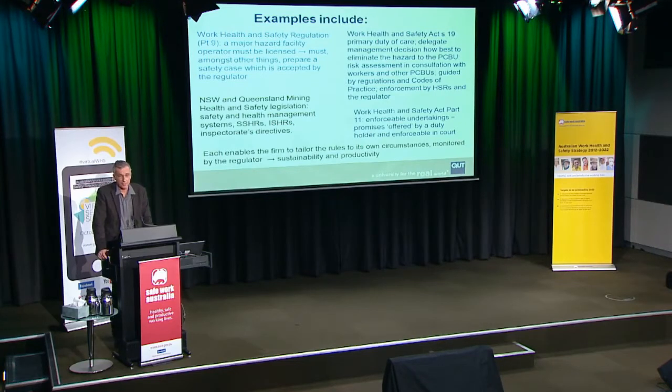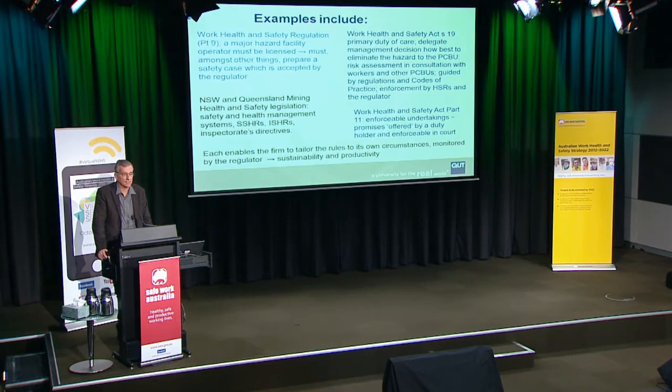So as most of you, I hope, will know, Section 19 requires PCBUs to ensure the health and safety of their workers, but it doesn't specify in detail how that has to be done. And so it's up to the firm to work out ways of identifying hazards, assessing the risks, and then controlling those risks. Now, that's a difficult job. Most people will know that that's difficult to do, so the state plays a secondary role and provides guidance in the form of regulations and in the form of codes of practice. And they indicate how particular hazards should be managed and what processes should be followed.